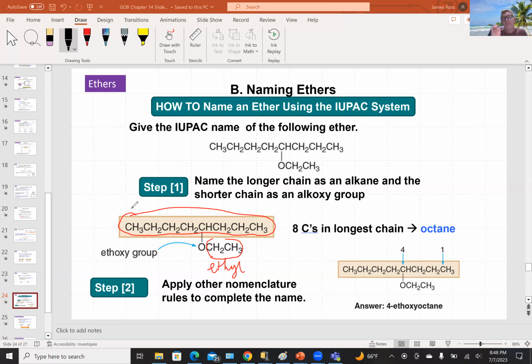So actually, I'm going to halt right there. You wouldn't actually use the simple name. Why? Because you could use the simple name if it was bonded on the end, but notice it's bonded in the middle, or it's bonded on a carbon, not on the end. If it were bonded on the end, we could say ethyl octyl ether. However, we can't in this case because it's not bonded on the end, it's bonded on the middle. So there is no simple name here, we'd have to go with the IUPAC name.